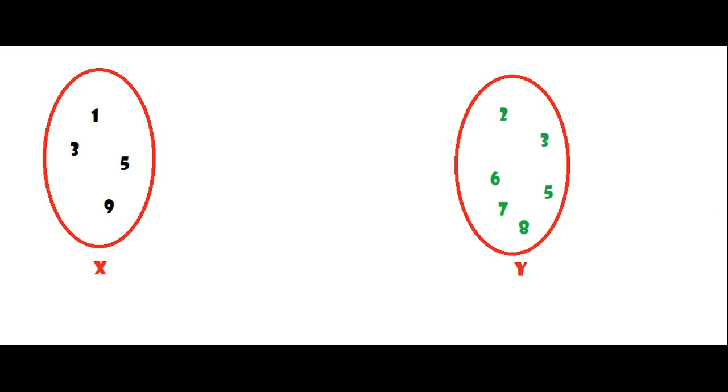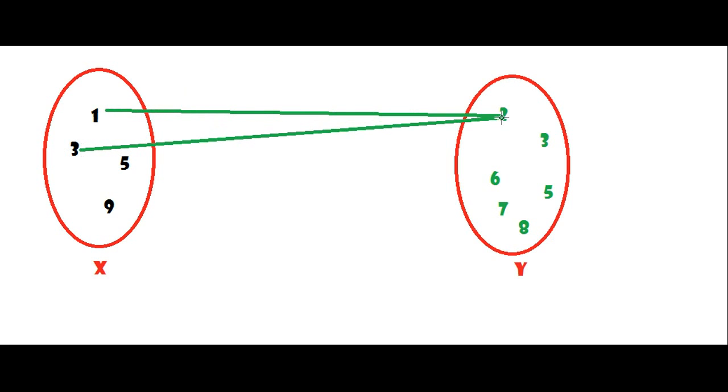Okay, so now I say that 1 maps into 2, 3 maps into 2. What does mapping into mean? That means 1 likes 2, 3 likes 2, or 1 wants to be with 2, 3 wants to be with 2. 5 wants to be with 7. That means 5 is mapping into 7. This arrow shows the mapping into 7. 9 is mapping into 8. And 6 and 5 from the y is untouched. So this mapping shows a relation from set x to set y.